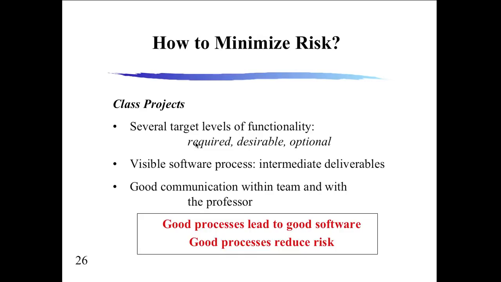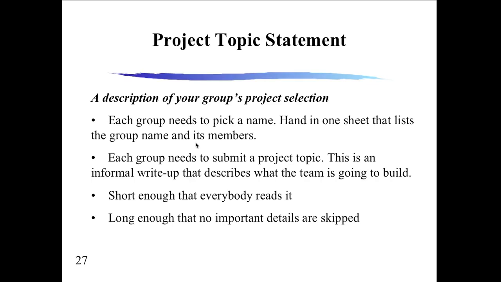So the project topic statement is your first deliverable. There's no grade associated with this. So each group is going to pick a name, hand in a sheet. Well, actually, if you want to hand in a sheet, you could do that. You don't have to post it to the EMS, considering that there's no grade associated with it. You could just put it on a piece of paper if you want to. Give me a piece of paper. That way I can kind of keep track of how many teams.